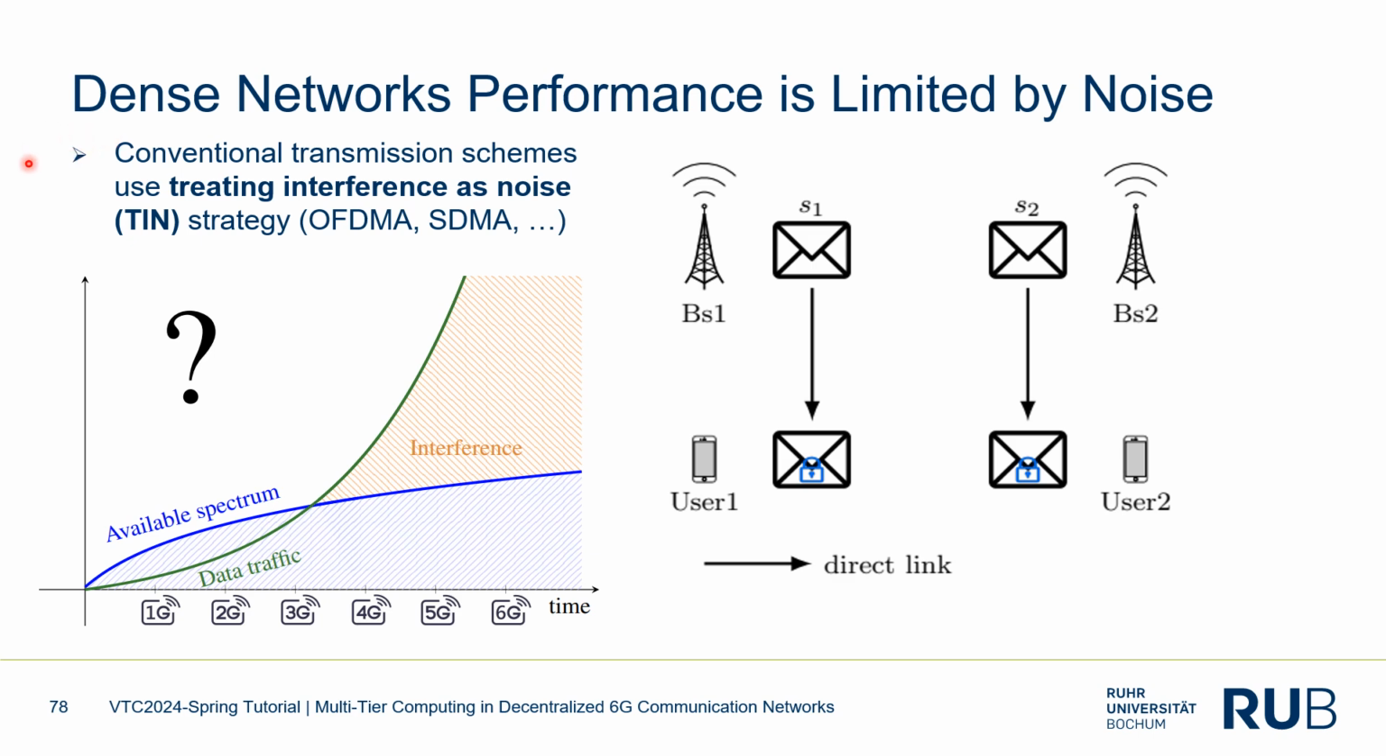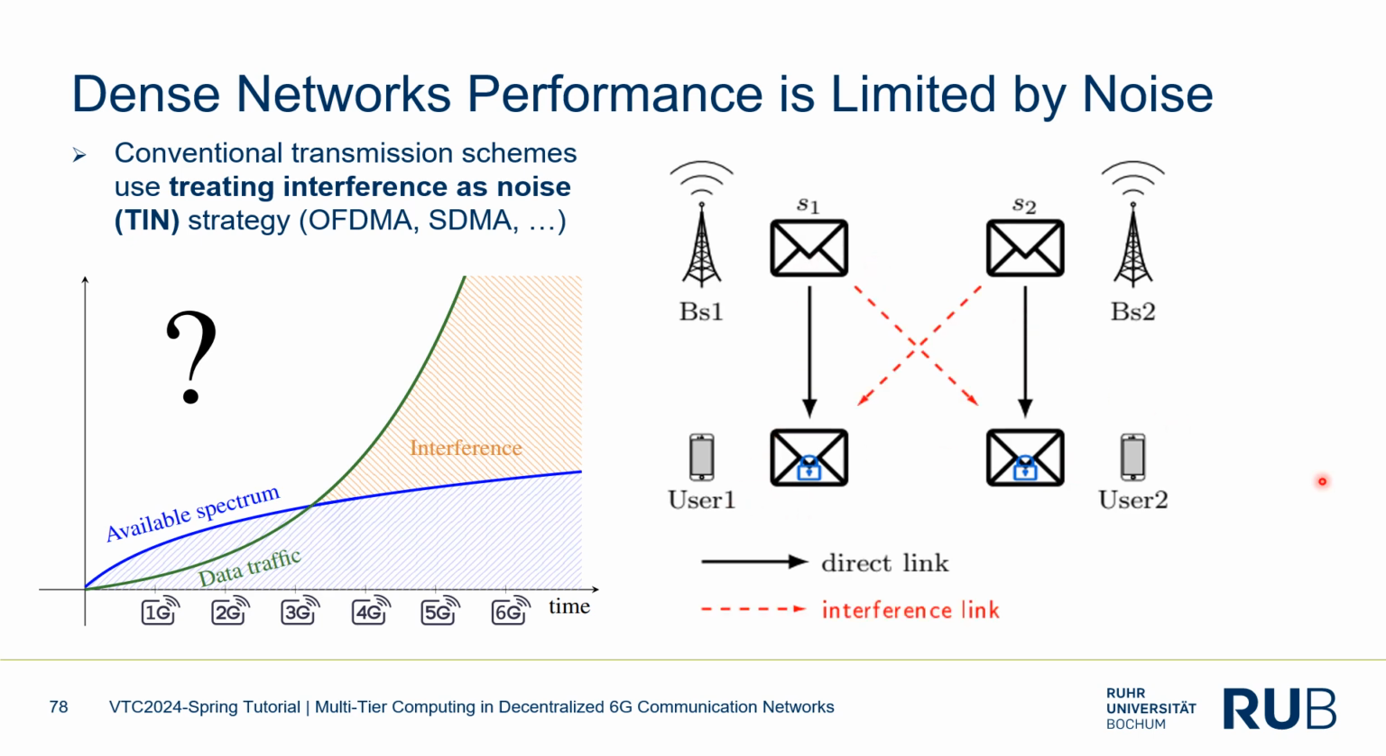Now the thing is that conventional transmission strategies, which we have discussed previously, utilize a so-called treating interference as noise strategy. So any resulting interference between, for example, two transmissions here, this base station and this base station, they transmit to their respective users a message. Each of those transmissions encounters interference. And this becomes, at some point, a limiting factor, especially if the data traffic increases drastically.